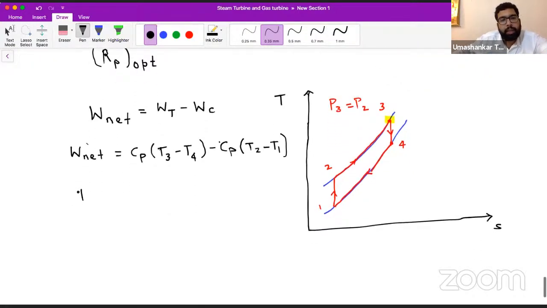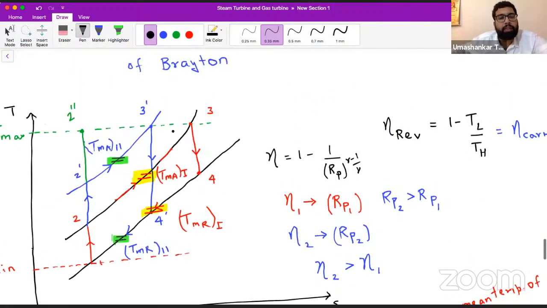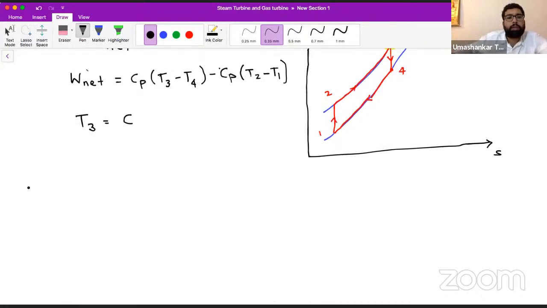You can say, sir, T3 is constant. Why is T3 constant? As we have established, every cycle has the limit of this maximum temperature. So this T3 is constant. And what else is constant? T1 is also constant. T1 is also not changing.